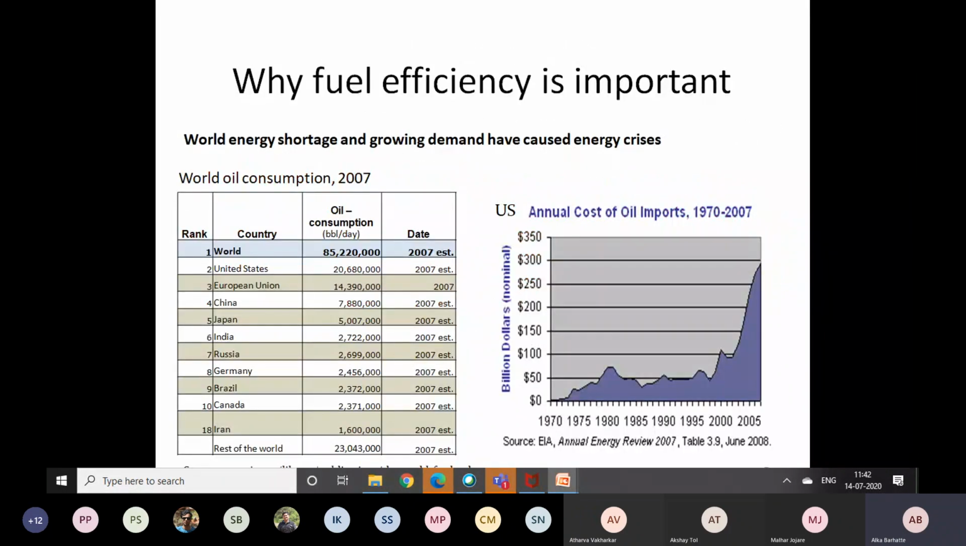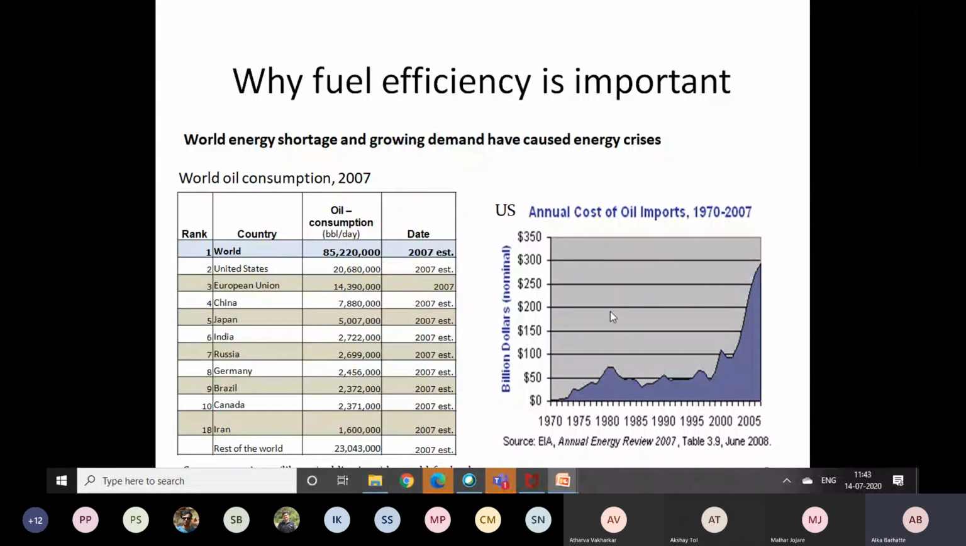These are a few statistics actually taken. These are the old PPTs. It is representing the statistic of oil consumption in terms of barrels per day. You can just see worldwide, the figure is for 2007. That means you can just imagine what factor it might have increased by currently.